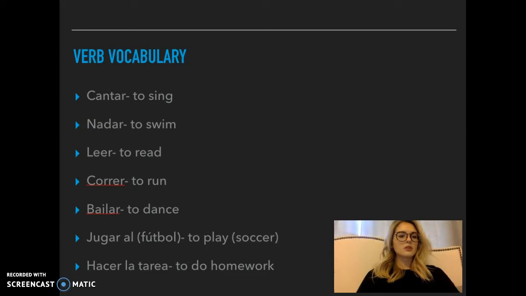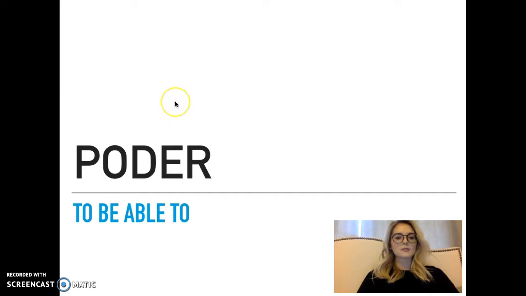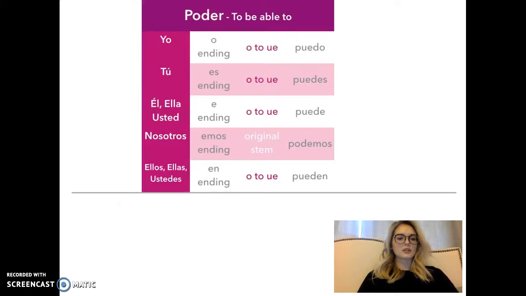So the main verb that we're going to be working with today is poder, to be able to. So this verb we'll end up using a lot, and it does have a regular conjugation, but it also has a stem change, so we'll need to pay specific attention to that. You might want to pause this and make note of this whole chart in your notes. Copy this down for easy reference. But let's go ahead and explain what this chart is telling us.